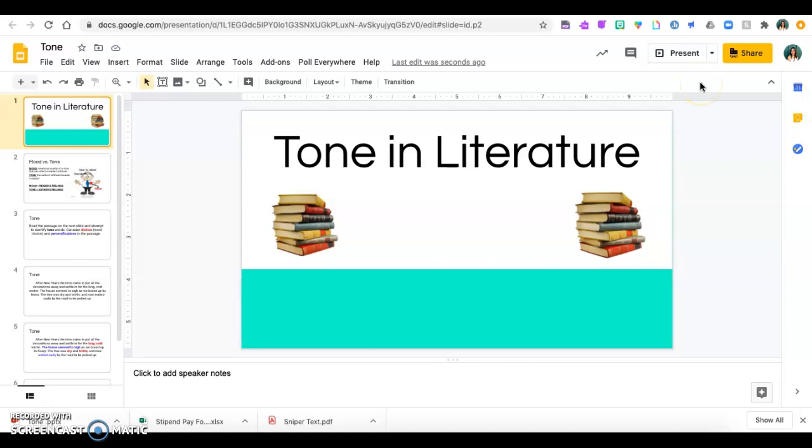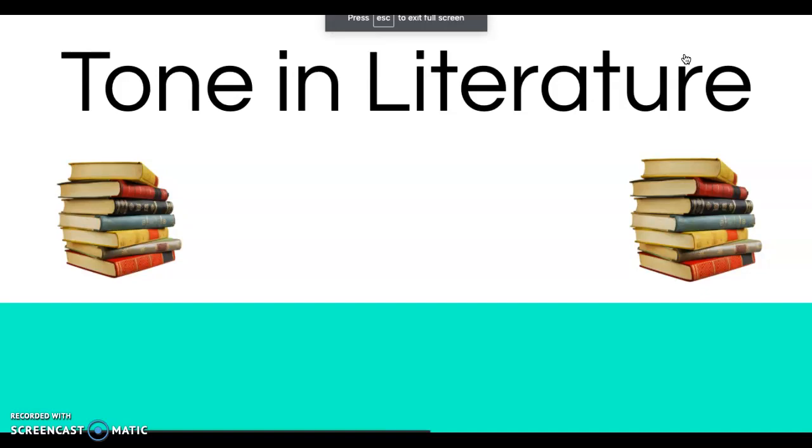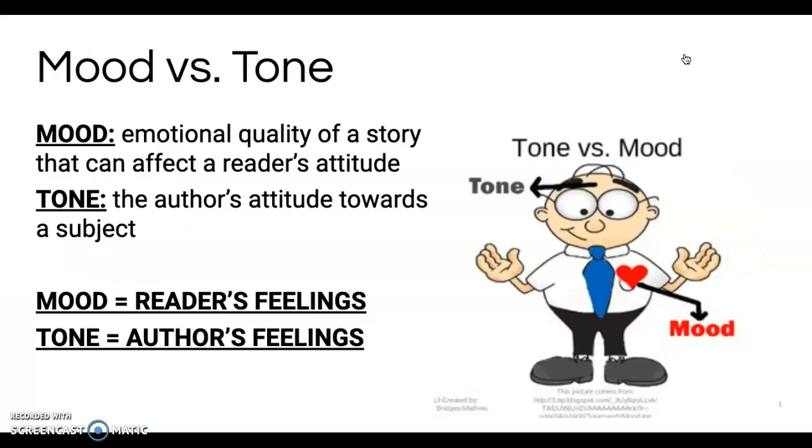Alright folks, this lesson is to help you understand tone in literature and the difference between tone and mood, which we've already discussed in relationship to setting in stories, and how tone and mood are different from each other, and hopefully we'll be able to identify author's tone in some example texts today.